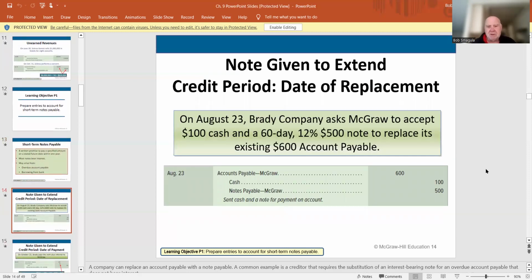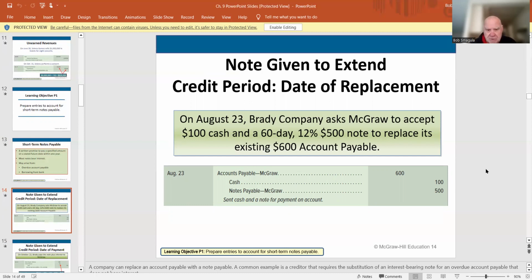Note given to extend credit. Okay, this is exactly what we were just talking about. On August 23rd, Brady Company asked McGraw, two Irish companies, I guess, to accept $100 cash and a 60-day 12% $500 note to replace the existing $600 accounts payable.